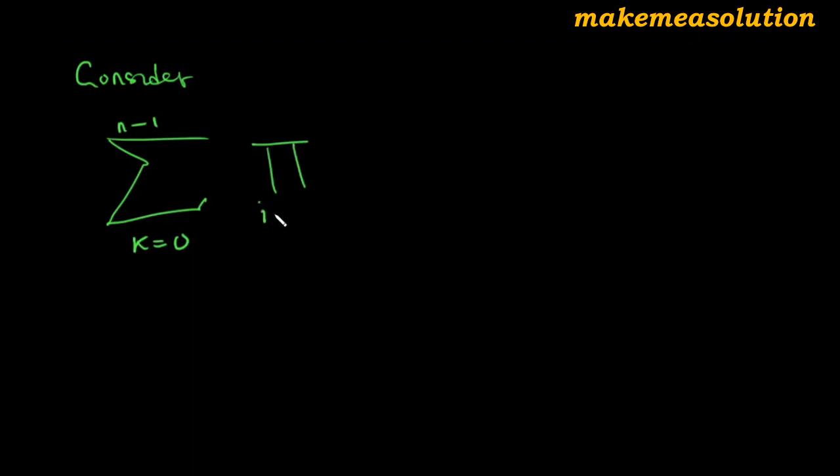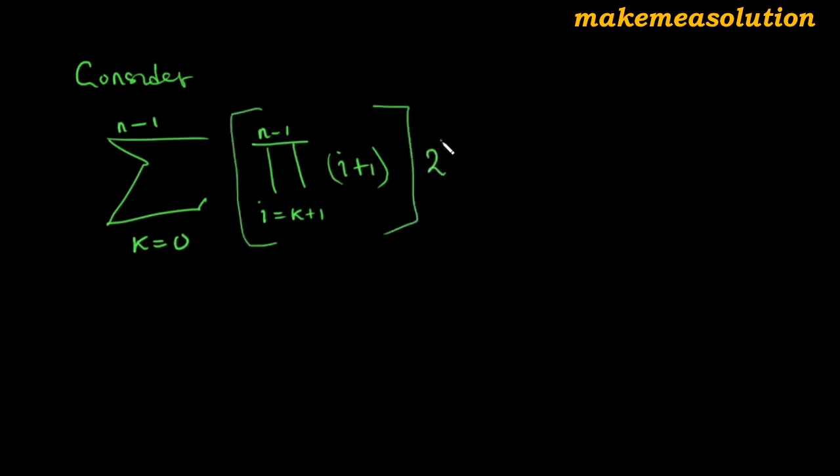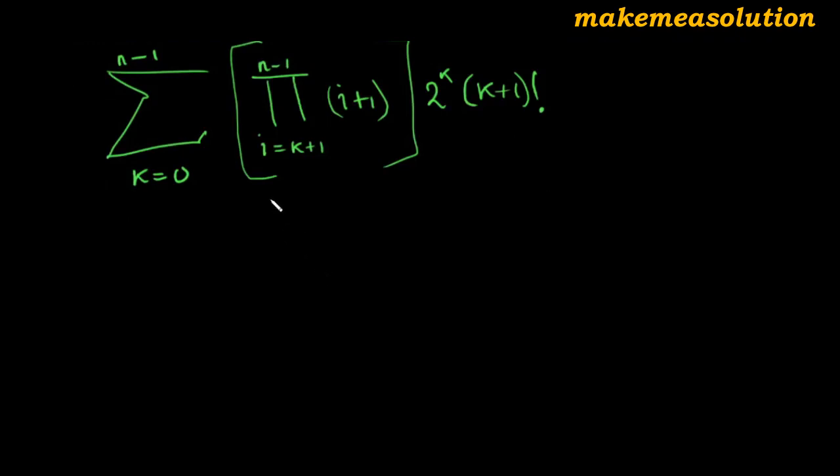So you also want to consider the second part, which is the summation from k equal to 0 to n minus 1, and you now have the product operator from i equal to k plus 1 to n minus 1, and you now have your a of i, which is i plus 1. Then everything here is multiplied by 2 raised to the power of k, then k plus 1 factorial. So first of all, we are going to consider this particular term here.